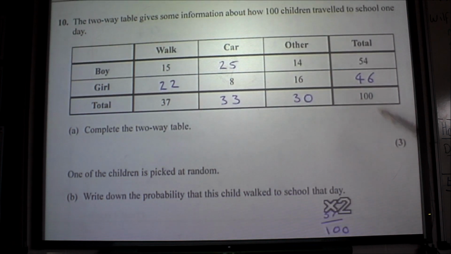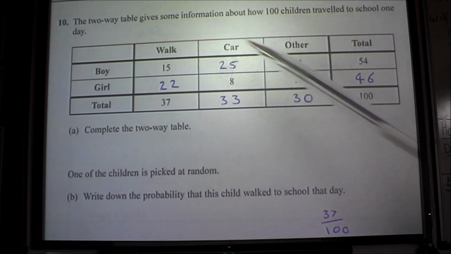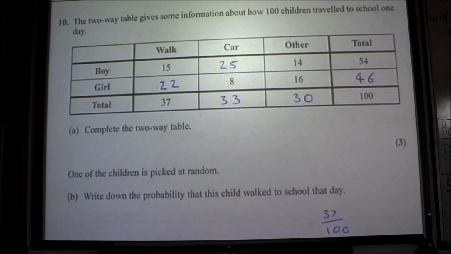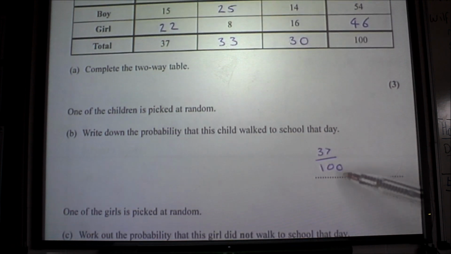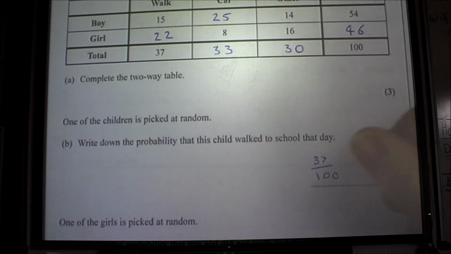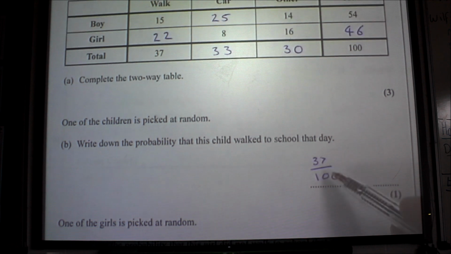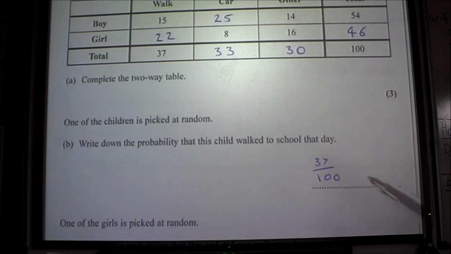I've done it for you. You should know how that works. One of the children is picked at random. What is the probability that the child walked to school on that day? Total number walking to school is 37 out of 100. So you can leave it as 37 out of 100. In fact, I would leave it. You can put 37% if you want, but you might as well leave it as that. There's no point changing it.